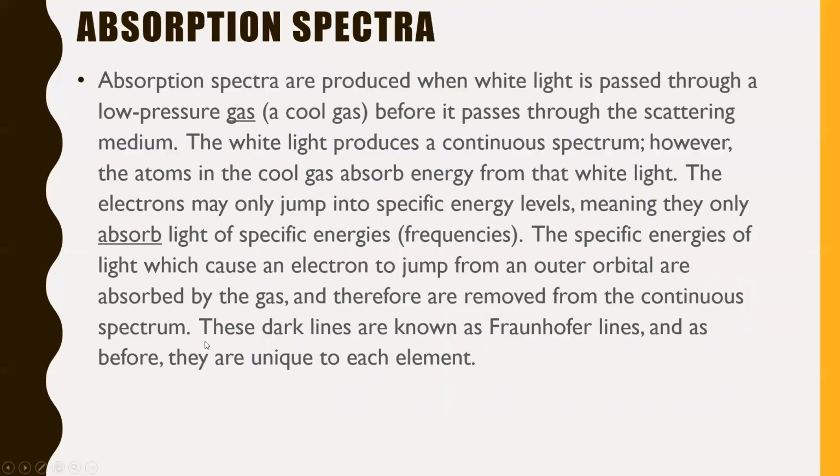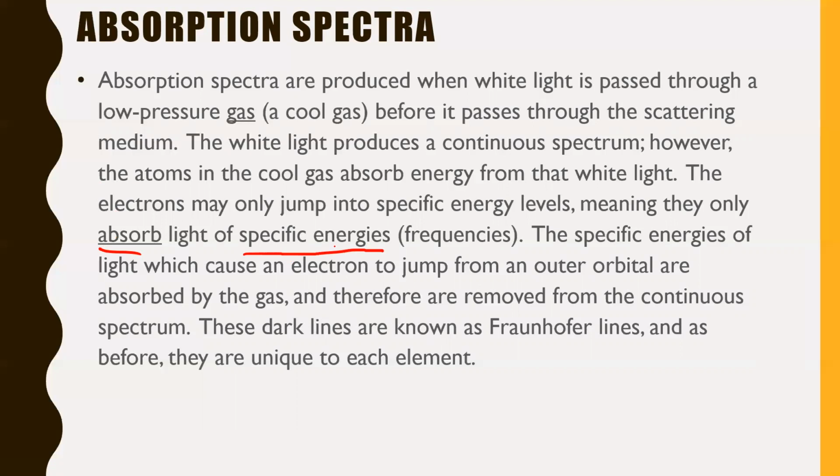Moving on. So absorption spectra are produced when white light is passed through a low pressure gas, so a cool gas, before it passes through the scattering medium, right? So in other words, this is where it's coming from an initial source, but then that light has to pass through the cool gas, and those specific wavelengths are being absorbed. So the white light produces a continuous spectrum. However, the atoms in the cool gas absorb energy from that white light. The electrons may only jump into specific energy levels, meaning they only absorb light of specific energies.